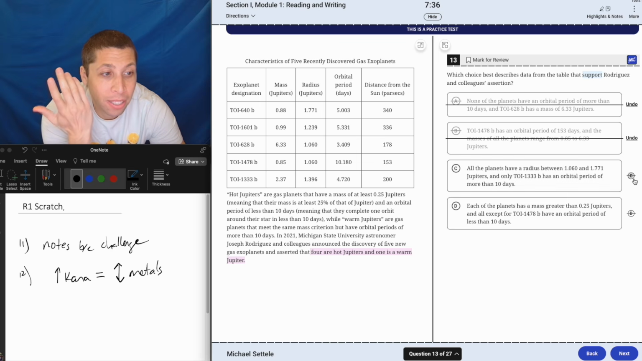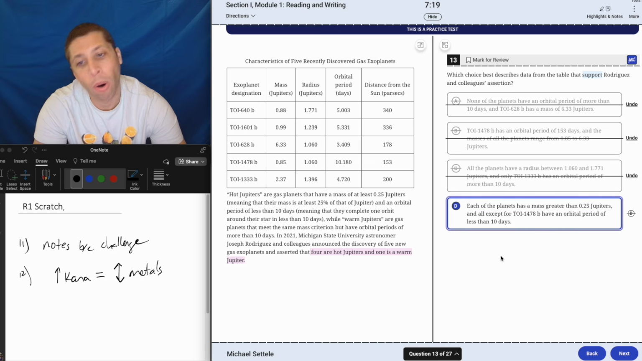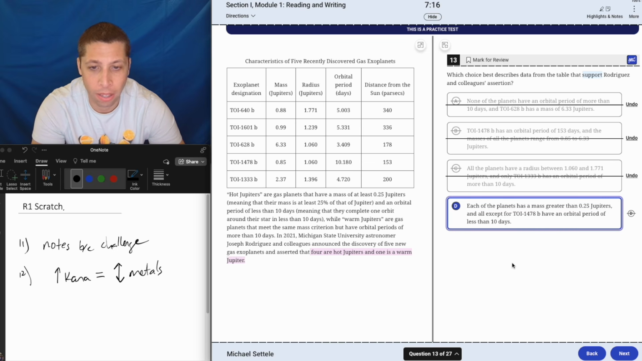Am I crazy? I mean, almost like I feel insane when I'm doing these questions. I'm checking for the accuracy of these things. Each of the planets has a mass greater than 0.25. Okay. And all except for 1478 have an orbital period of less than 10. Yes. And that means one is warm and the others are hot. I don't care. But that's what we're saying. One is different than the other 4.